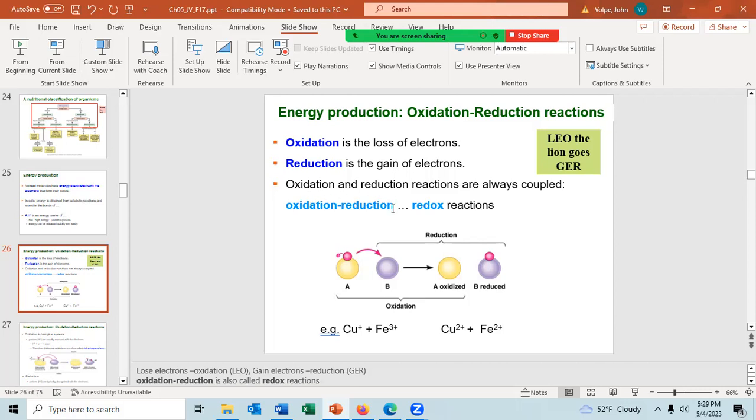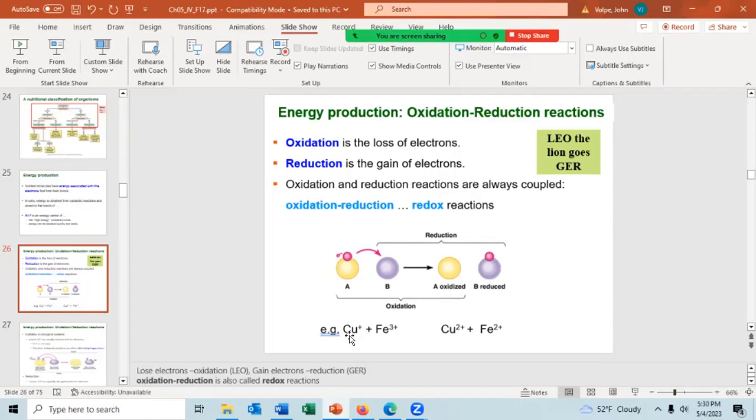Oxidation reduction reactions has an abbreviation. Apparently somebody decided it was too long of a name, and so they called it redox, which is actually reduction oxidation, but you get the idea. Okay, so redox stands for reduction and oxidation. An example of that would be when A loses an electron, and that electron moves to B. A becomes oxidized because it loses the electron. B becomes reduced because it gains the electron.